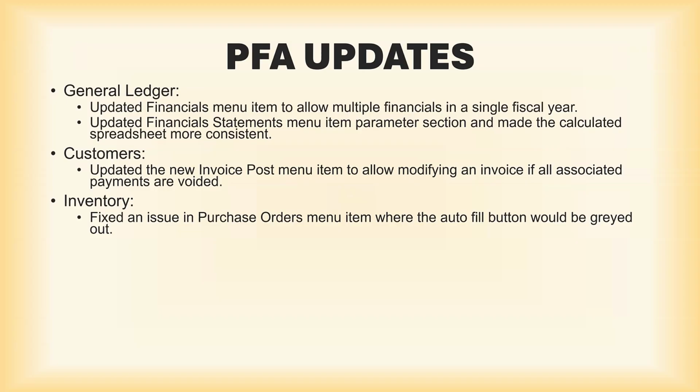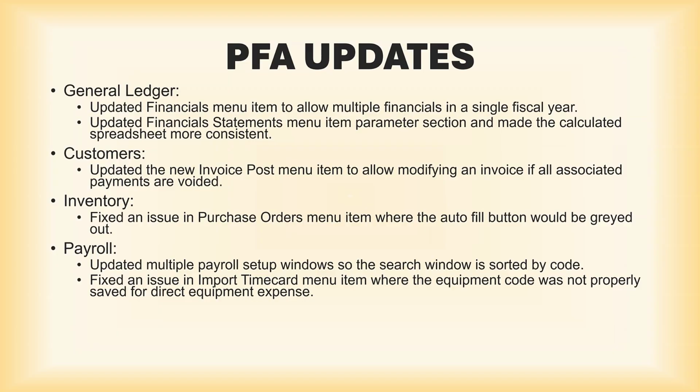In purchase orders, there was an issue where the autofill button would be grayed out. So when you click create a new purchase order, there's a little button next to the purchase order number that you can click and it'll automatically fill in the purchase order number before you click save, so you can get that number before you hit save.